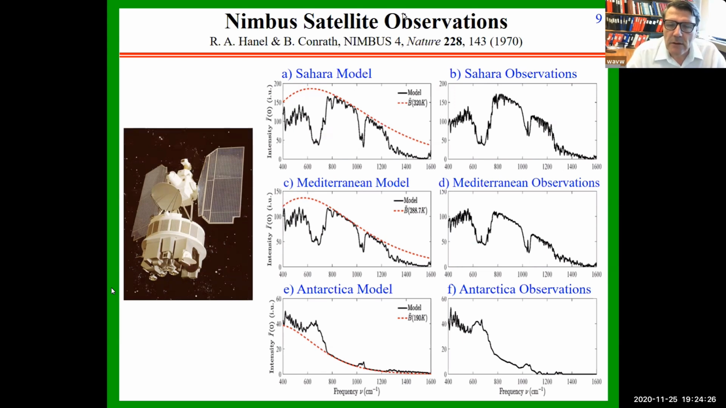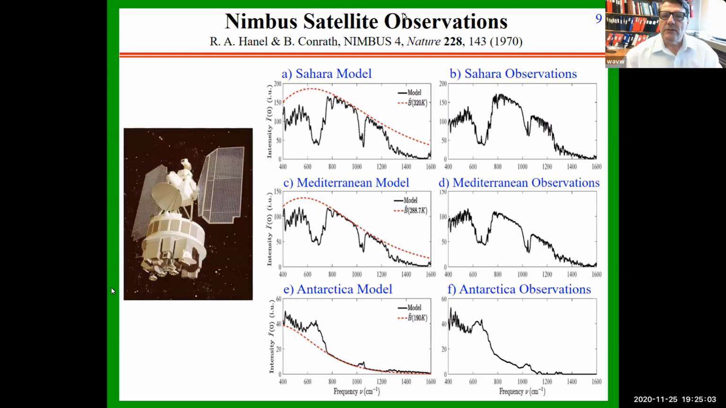This satellite looked at the heat flux in this frequency range from 400 to 1600 wave numbers. For technical experts, this was a Michelson interferometer. Now, on the right-hand side, we have the observations. On the upper right, we see the observations of heat flux versus frequency when the satellite looked at the Sahara Desert. In the middle, we see the Mediterranean observations, and down below, the Antarctic observations.